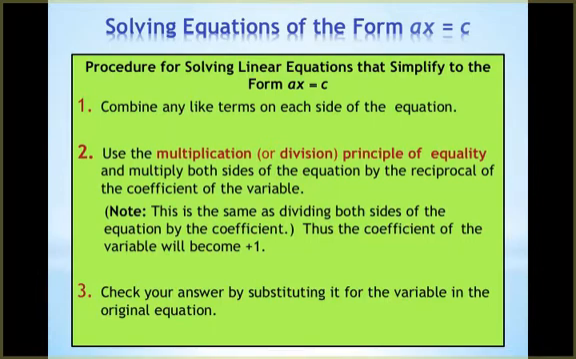So if we're solving equations of the form ax equals c, our procedure is very similar to what we did before, except for step number 2. Instead of the addition principle of equality, we're going to use the multiplication or division principle of equality to eliminate the number that's being multiplied or divided with our x. Since it's not being added or subtracted, and we're multiplying or dividing, then we're going to use the opposite operation to eliminate that from our x. So again, we want the coefficient of our variable to be a positive 1.